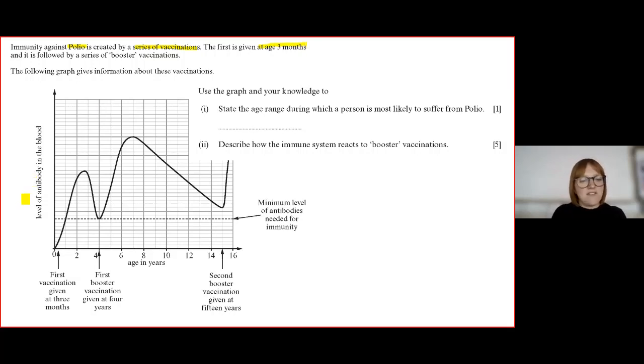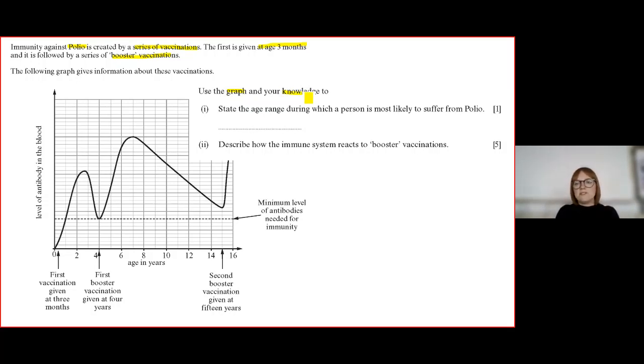Okay, and then they're given at a range of ages, and we call those booster vaccinations. Now this graph here, as you can see, we're given the first vaccination at 3 months, our first booster vaccination at 4 years, and then our second booster vaccination at 15 years. Now this question says, use the graph and your knowledge to state the age range during which a person is most likely to suffer from polio.